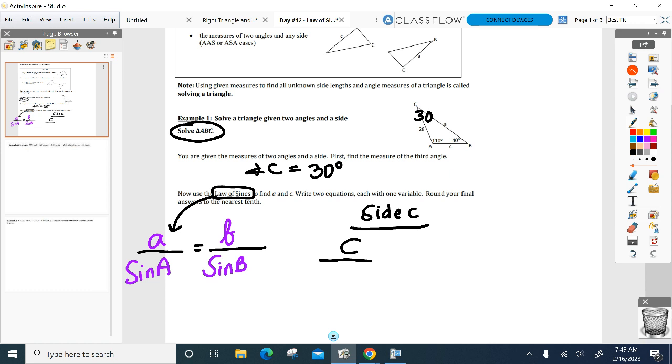30, right? But notice I don't put 30 here. What's the formula say? Sine 30. So I put sine 30 equals. Now in the second one, you should put a side and an angle you already know. Don't put another variable. We want to stay away from that. So what's a side and an angle across that we are already given and already know?